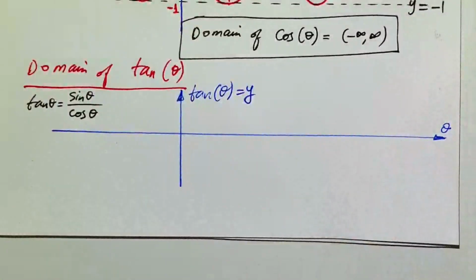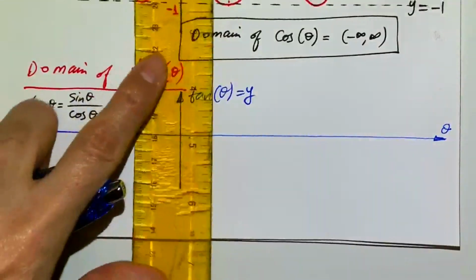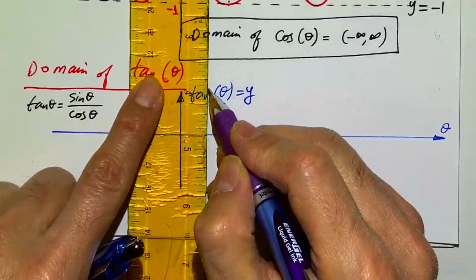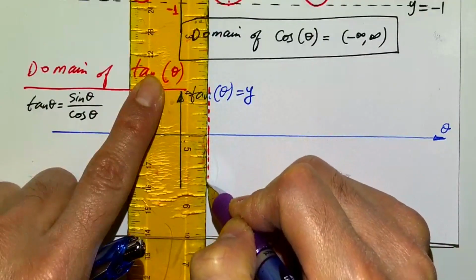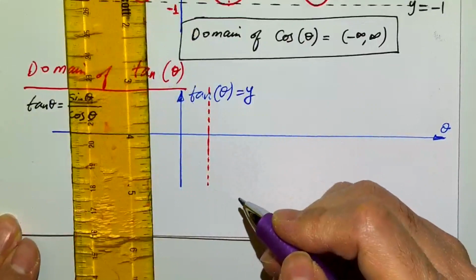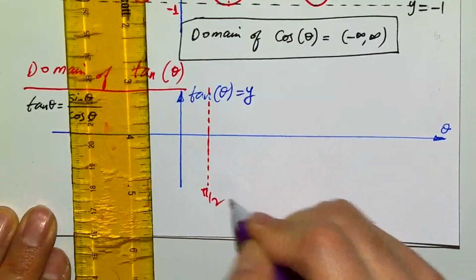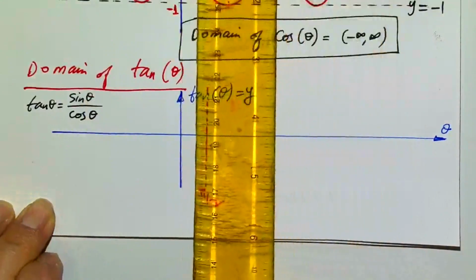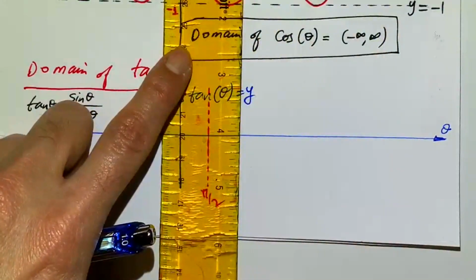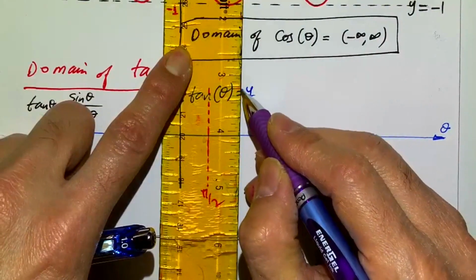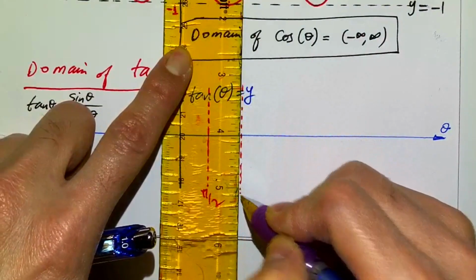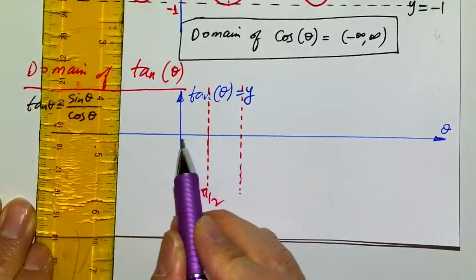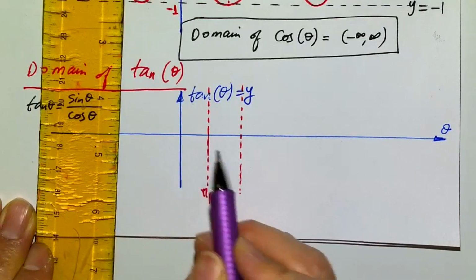So let's draw asymptotes there. I'm going to draw an asymptote here, and I'm going to label it as pi over 2. So this will be pi over 2. Then I'm going to draw another one, let's say here, because we can go on and on, right? But we don't want to do that. Just to make a point, a few would suffice. So these, by the way, should be equally distant from here to here and from here to here.